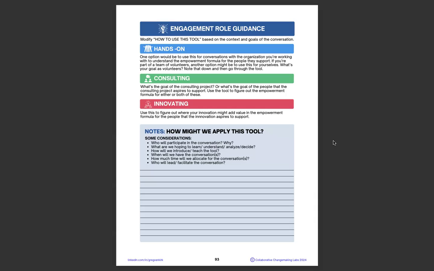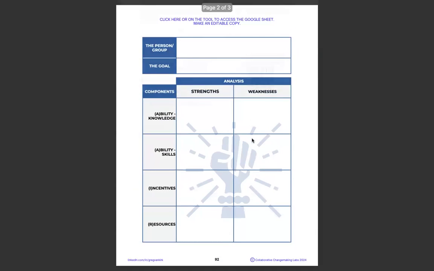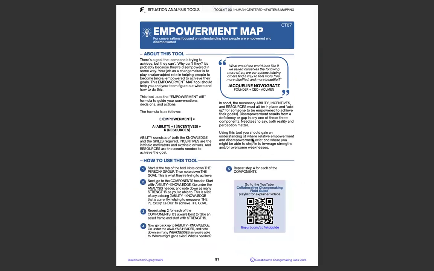So who are the people that you hope to support? Have conversations with them, learn about them, try to figure out the empowerment formula for them, and then you can figure out where you can step in and help out with your innovation. So hopefully you find this helpful. Again, you've got notes here; you can note down some notes about how you might apply it in your own case. And that is the empowerment map, a super, super, super helpful tool that I would recommend using very often.